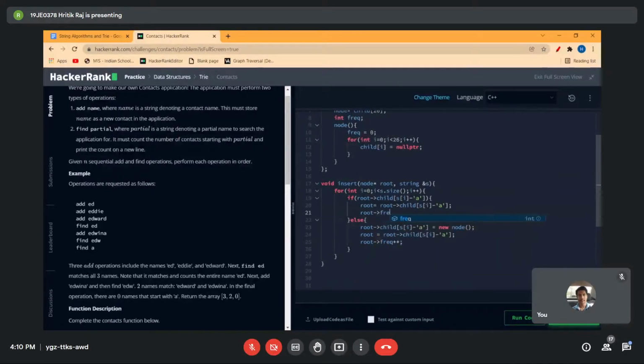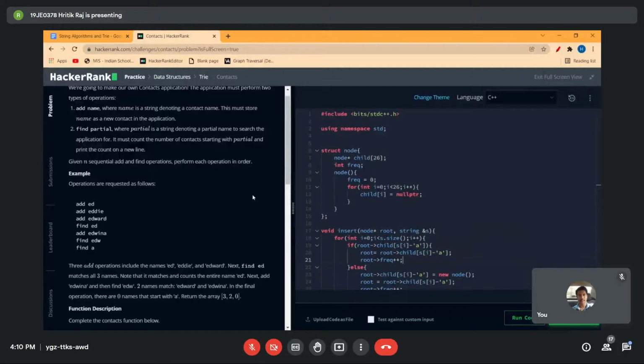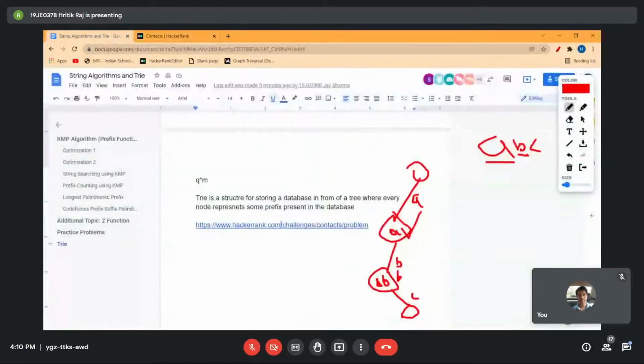Excuse me, sir. Can you again tell what does frequency store? Frequency stores how many times a string prefix is present in the database. For any node, if we consider the prefix starting from the root to this one, then how many times this is present in the database.